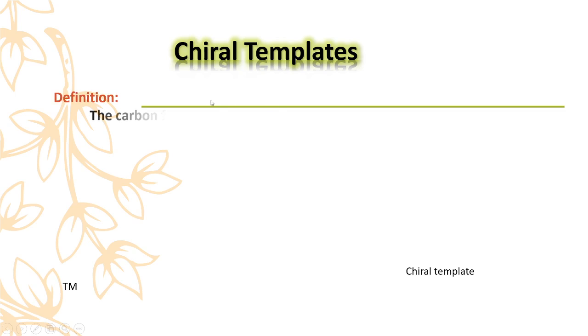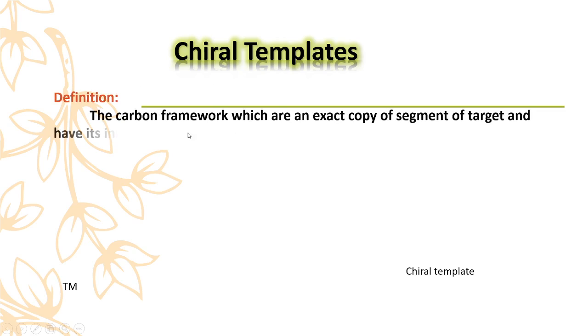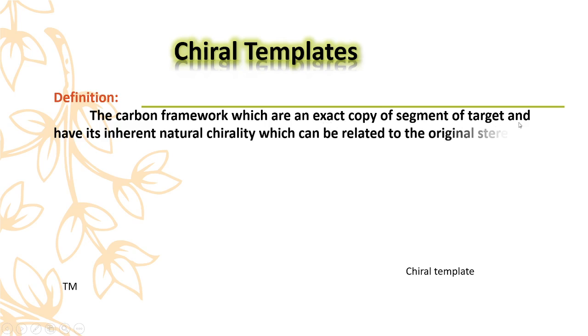So the next important point is chiral templates. So what are the chiral templates? The carbon framework, which is an exact copy of a segment of the target and has its inherent natural chirality, which can be related to the original stereo code of the target, is called a chiral template. Means what? The chiral template is a part of the target molecule. That means the chiral templates are naturally chiral compounds.